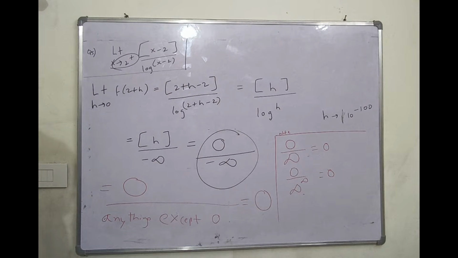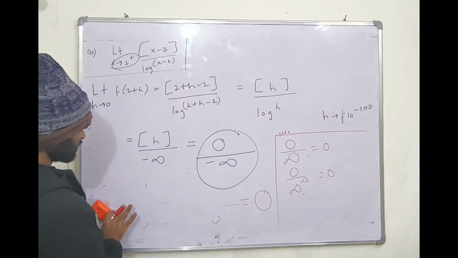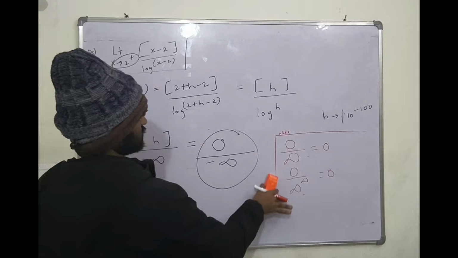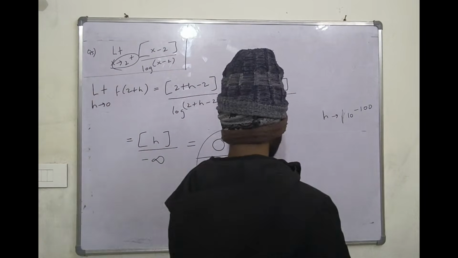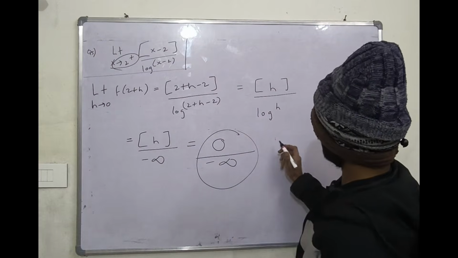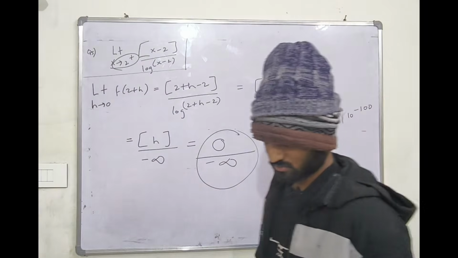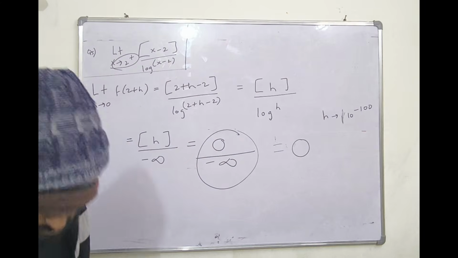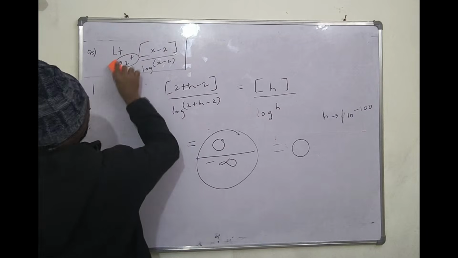Because 0 by 0 is undefined, you will get different values of answer. So this value is 0. They ask only for the right hand limit, so the answer is 0. Let's go to the next question.